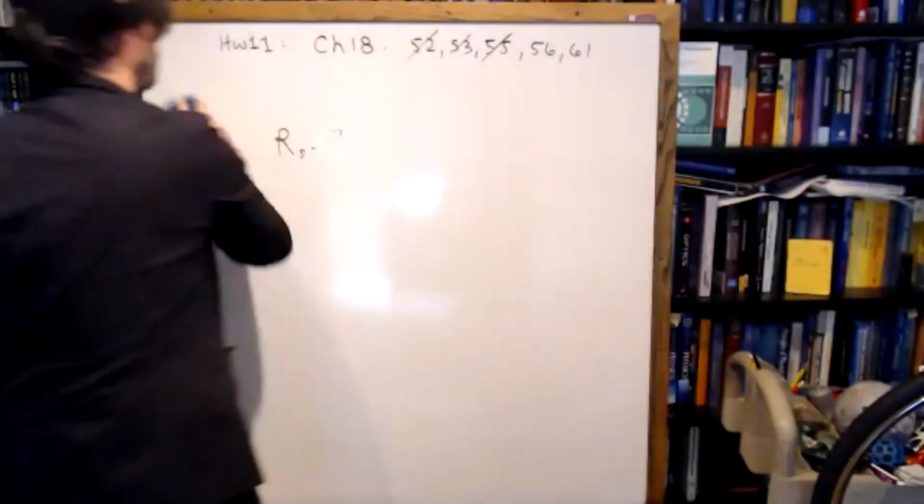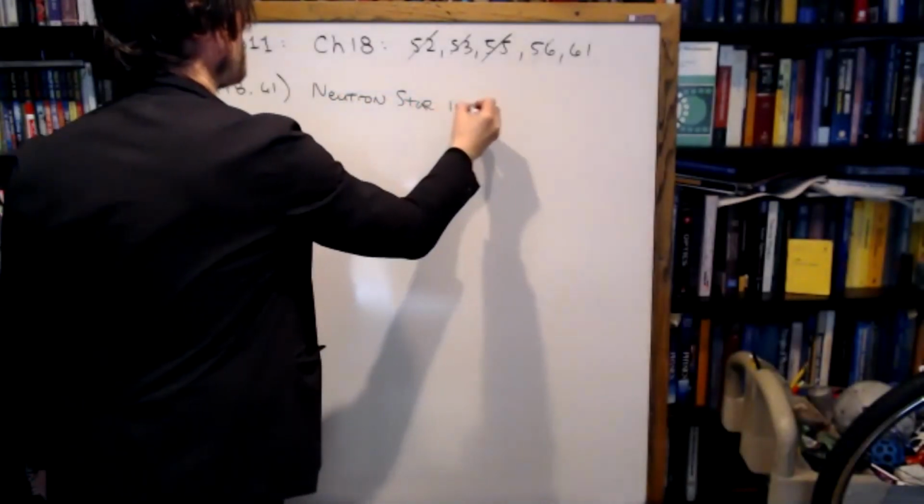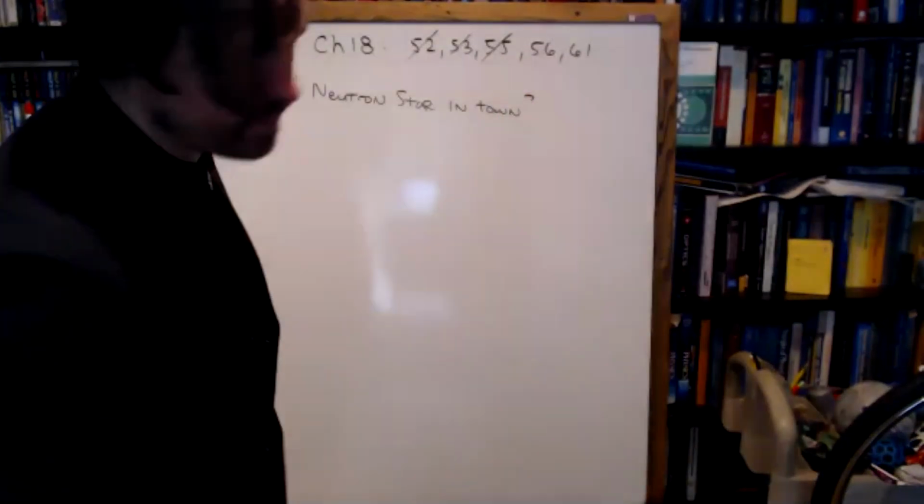The last question. Yeah, 61. Two semesters' worth of this. So, challenge problem. A neutron star comes to town. Oh no. That does sound like a problem. Gotta get him out of here. I thought Barrington was a gated community.